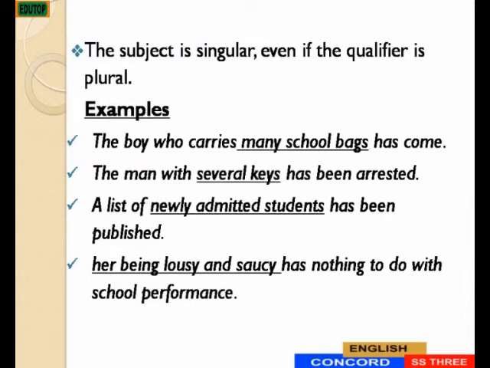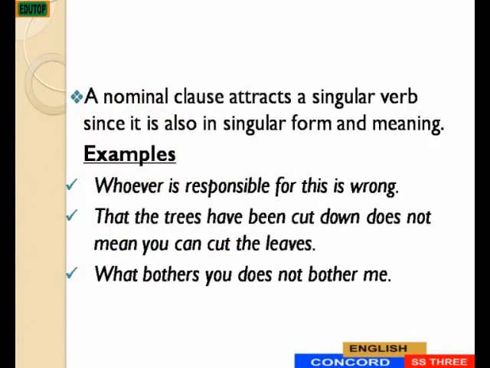A list of newly admitted students has been published. A list is the subject, and so it attracts a singular verb. Being lousy and saucy has nothing to do with school performance. Being lousy and saucy is the subject of the sentence and it attracts the verb has. A nominal clause attracts a singular verb since it is also in singular form and meaning.